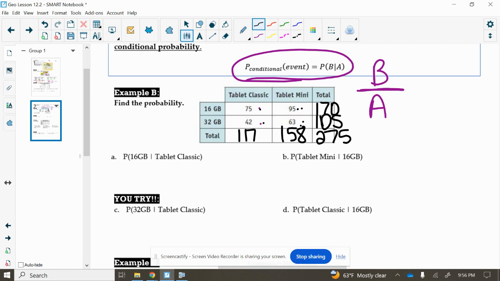So in this setup, again, the conditional probability given the event A. We're basically saying how many of these tablets are 16 gigabytes given that it is already a classic tablet.